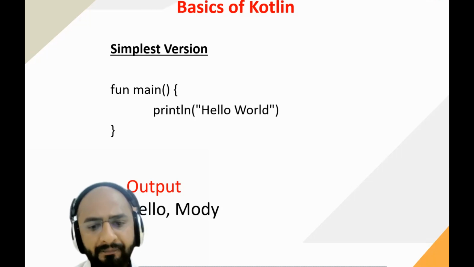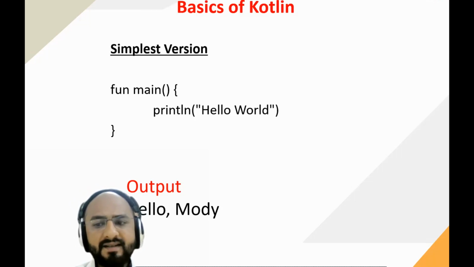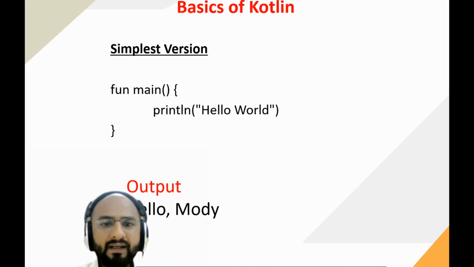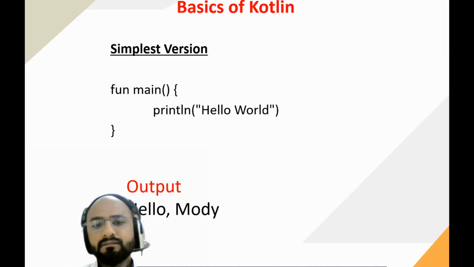Keep this point in your mind. The main function is the starting point of program execution in Kotlin. And you can see I have written round bracket start and round bracket over, and then curly bracket start, right? That curly bracket start means the scope of the main function has started. And in that, I have written a println statement. Println statement, inverted comma, hello world. So if you run this program, you will get the output hello world, right?